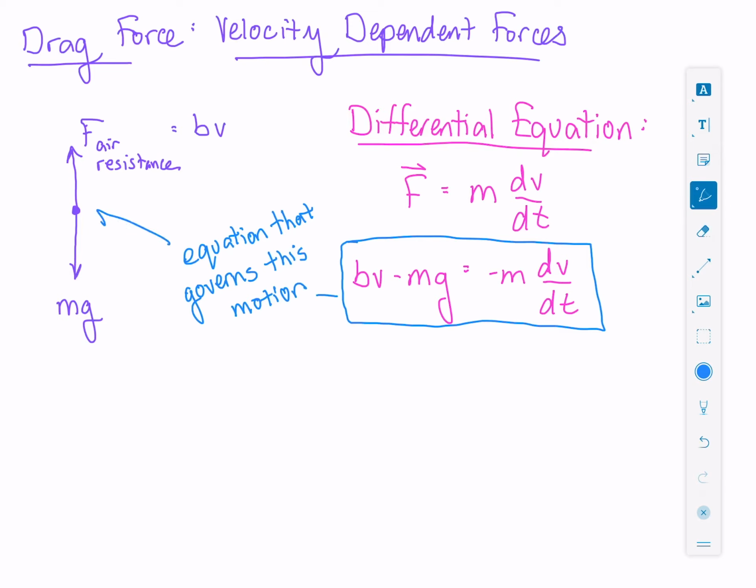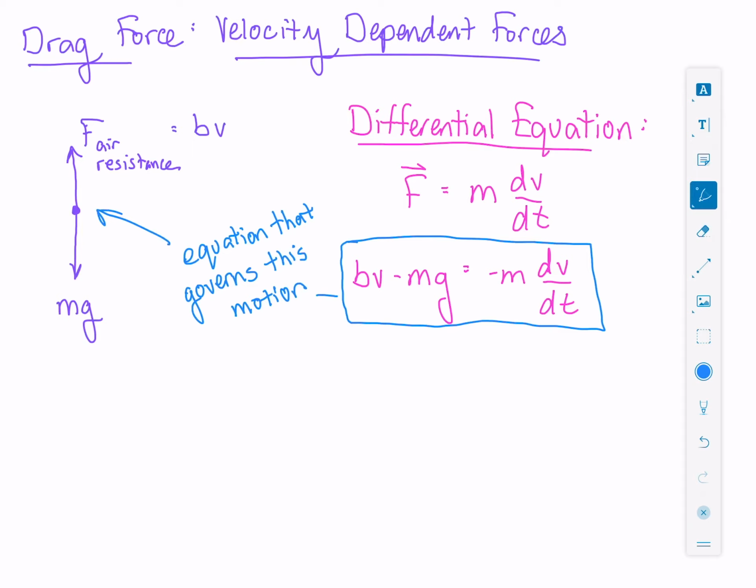There we go. So bv minus mg equals negative m dv/dt is our differential equation. It's a differential equation because we have the dv/dt, there are differentials. Our air resistance force is up. It's bv, which is our proportionality constant times speed. Again, it might be bv squared or whatever, minus the force of gravity, and that is our differential equation.